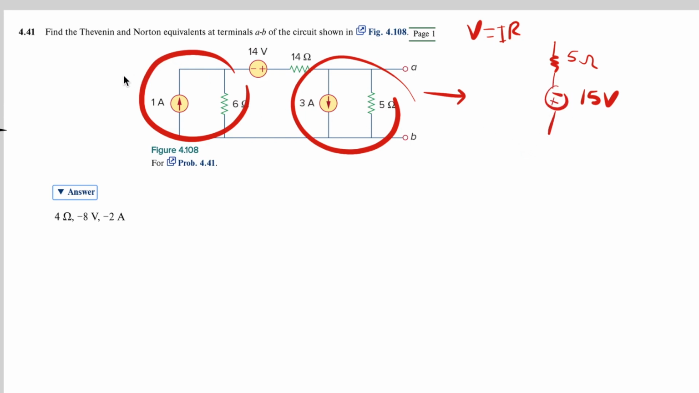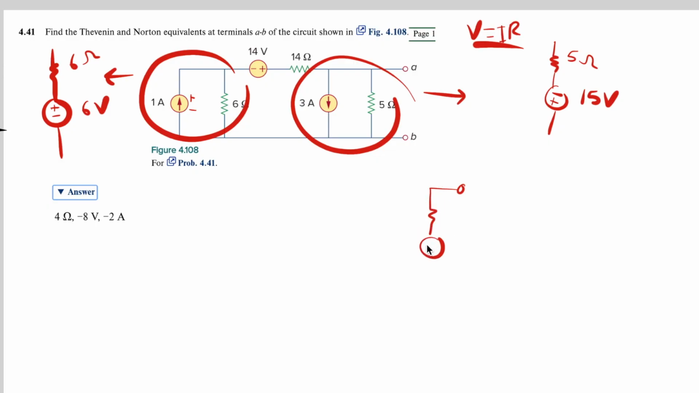Okay, let's do this one here. Resistor, 6 ohm, and then the voltage source. What is the direction? It's going to be plus minus because the arrow is pointing upwards. What is the value? V equals IR, which is 1 times 6, so it's 6 volts. Now the circuit looks like this.